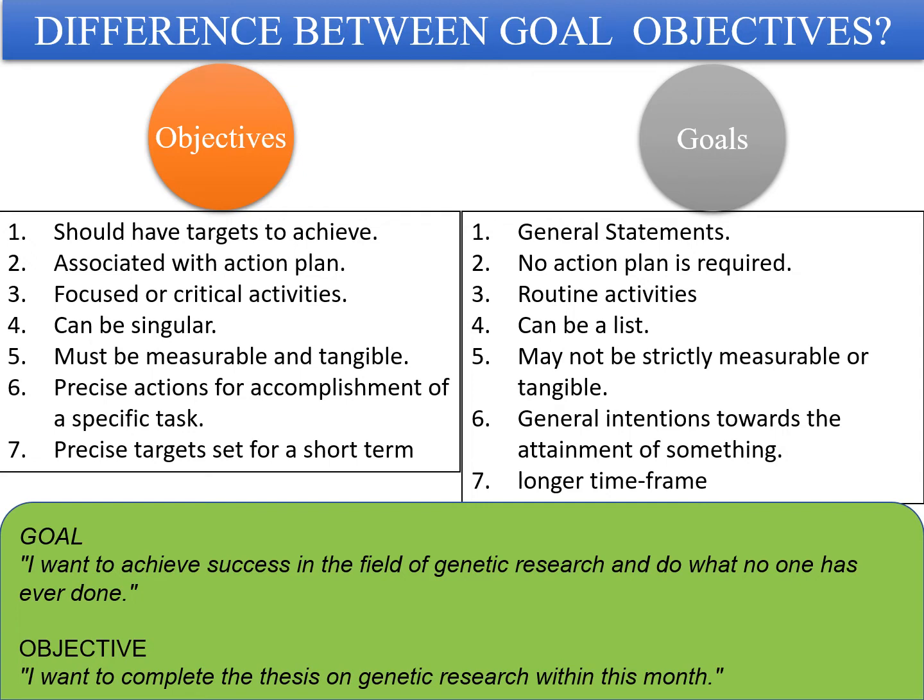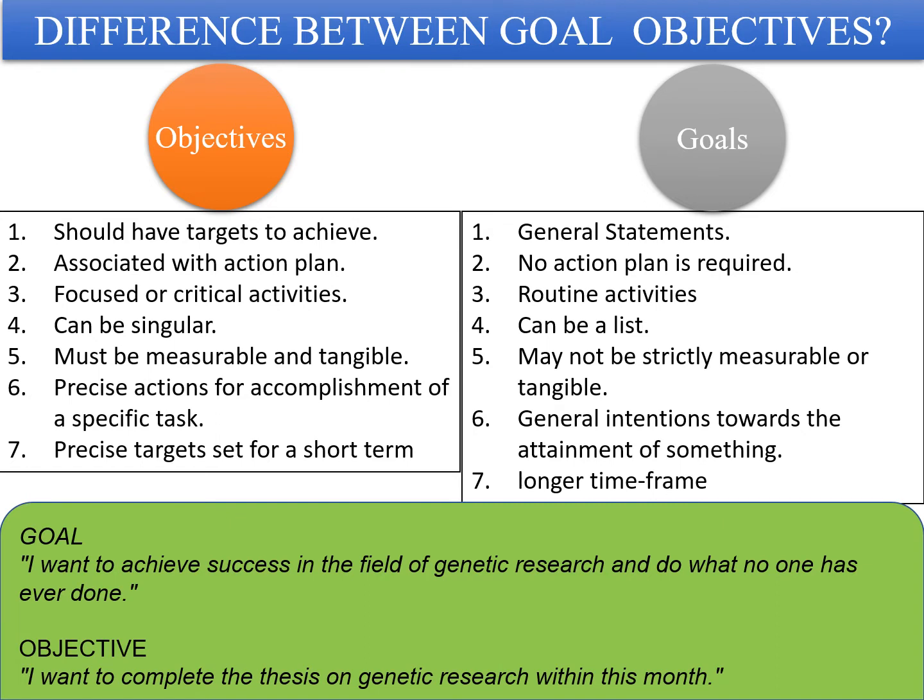Objectives need to be precise actions for accomplishment of a specific task. Whether you achieve the task or not depends upon the action plan you have initiated for that objective. If you're not able to achieve the task, then you have to revise your action plan and try again, because unless you achieve the task, you will not be able to move further. Similarly, goals are the general intentions towards the attainment of something, which may or may not be action oriented. Objectives can be precise targets set for a short term, whereas goals can be for a longer time.